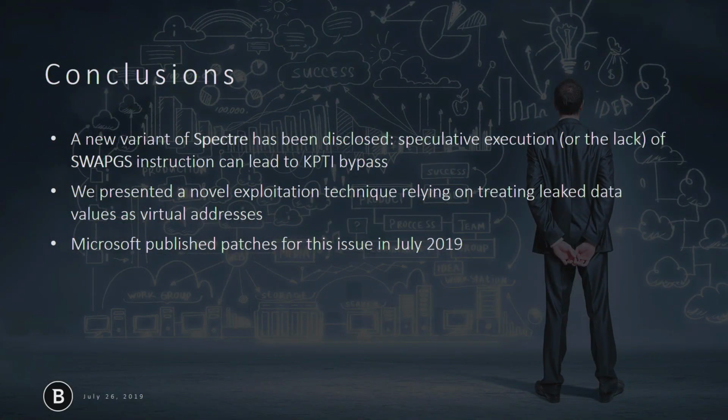So in conclusion, we have presented the new Spectre variant, which abuses the fact that SWAPGS can be executed speculatively. And we presented what we hope is an interesting technique of leaking values by treating them as addresses. And yes, Microsoft published the patches way back in July 2019. The vulnerability was made public on August the 6th. And yeah, thank you.